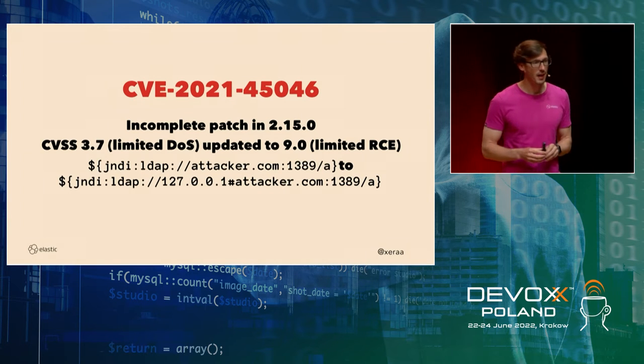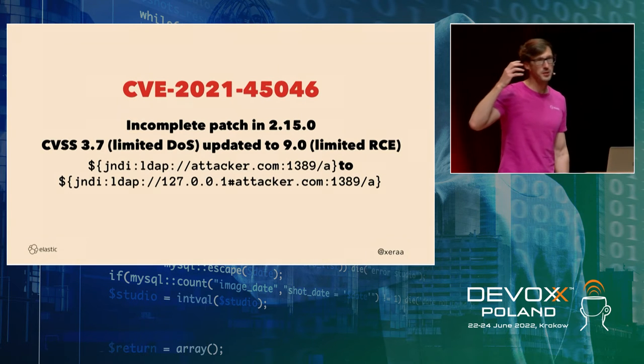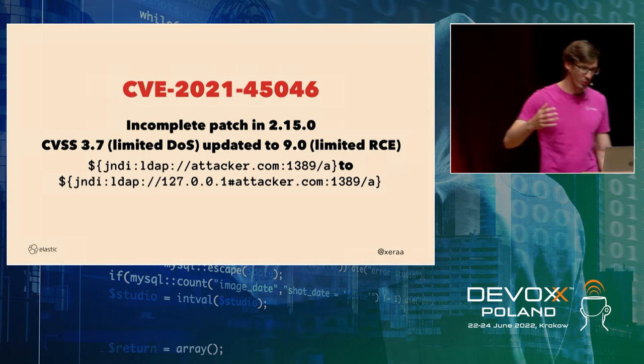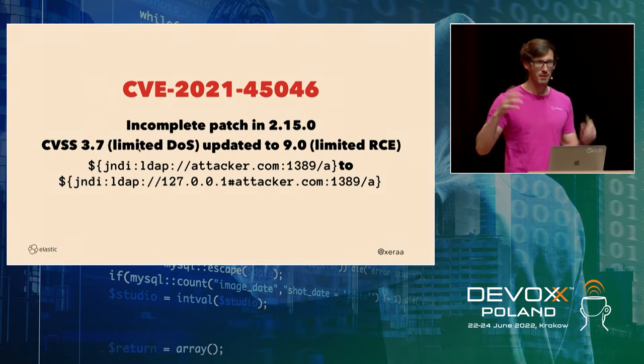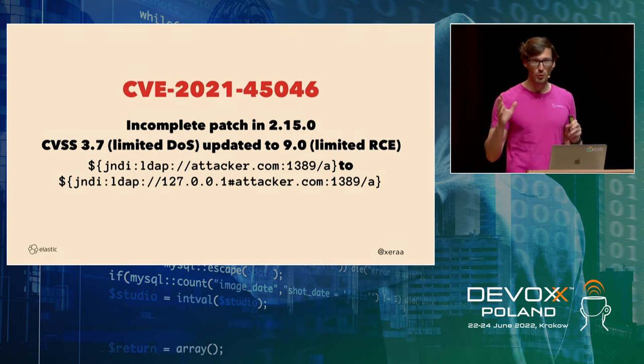This one happened because the patch was incomplete. That was the first one. At first, it got a CVSS score of 3.7 because it was only a limited denial of service attack. But later, it was updated to a limited remote code execution. So it's not as bad, but it's still a remote code execution to some degree.